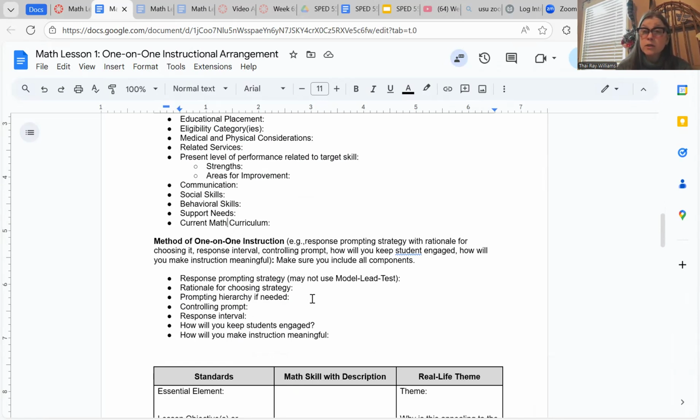If needed, what is the student's prompting hierarchy? What is their controlling prompt? What is their response interval? And then how will you keep the students engaged? And how will you make sure that instruction is meaningful to them?